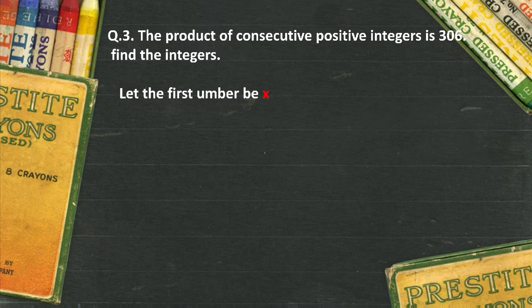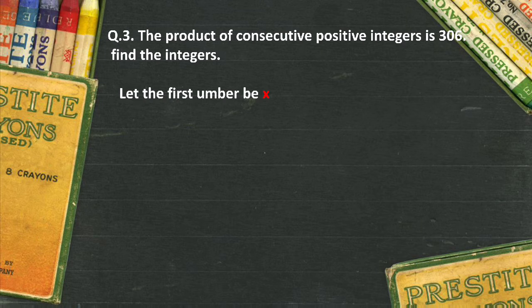So if I say 1, the next number is 2, after that is 3. These numbers are consecutive numbers. Now if I would say 1, then 3, and then 7, then these numbers are not consecutive. So consecutive means one after the other, and they are positive.